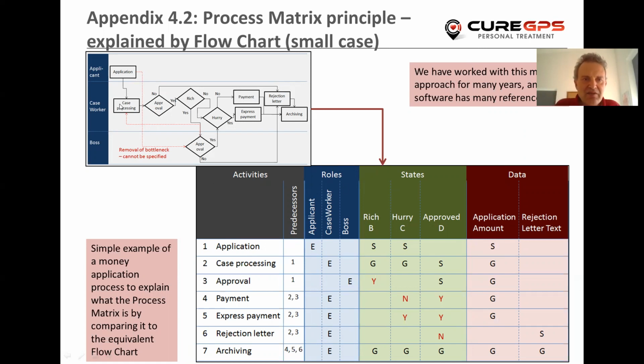Then the next activity is case processing. You see case processing here. It has a predecessor of application or activity number 1. It is executed by the caseworker, which you see here in the flowchart. So everything you have here is here as well. And then if you extend it, you can do a lot more than you could in the flowchart, but the flowchart is a special case inside the process matrix. That's what I wanted to show here.